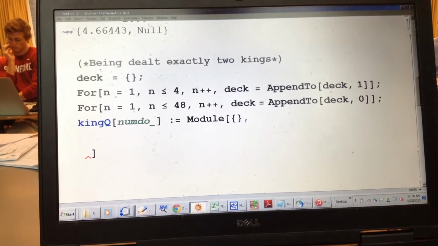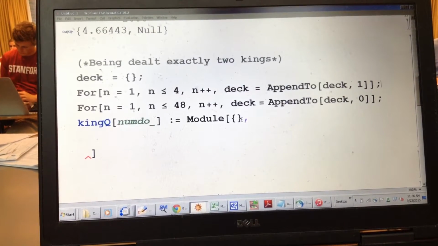So I'm going to call a new function or new procedure q for king question. Numdo is going to be the number of times I want to do it. I'm not going to have any local variables. I'm a bad programmer, but a good person. I have brackets to mean I'm beginning and ending, and I always put my end bracket immediately so that I know things are already blocked off.